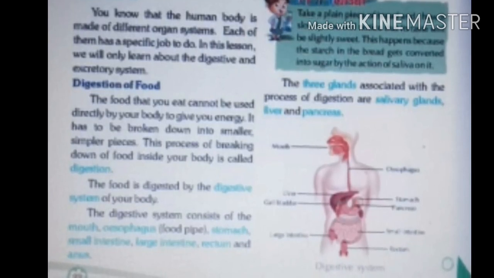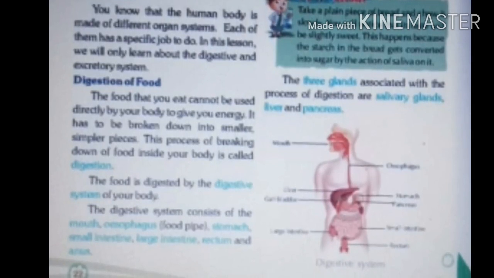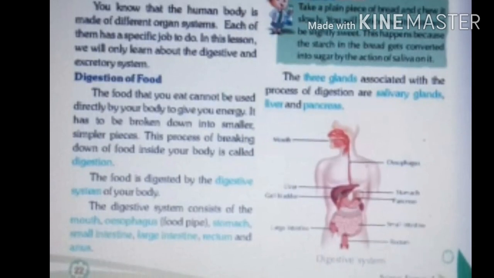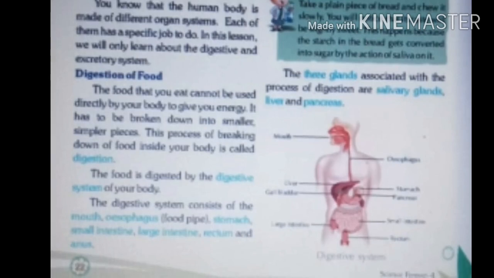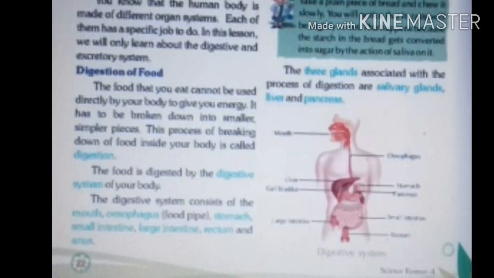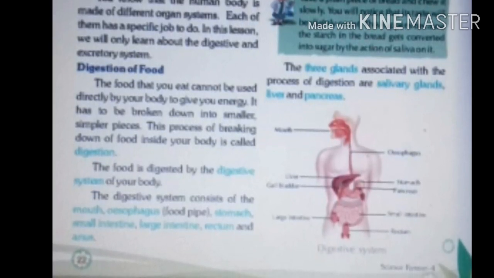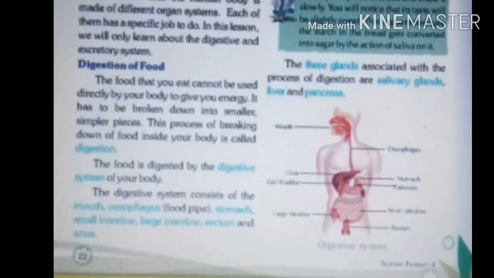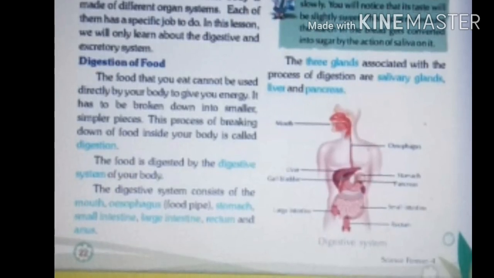Now you just see this diagram for the digestive system. In this diagram, see first is mouth, then we are having esophagus, liver, stomach, after this we are having pancreas, gallbladder, after that we are having small intestine, large intestine and then rectum. All these parts make together our digestive system.